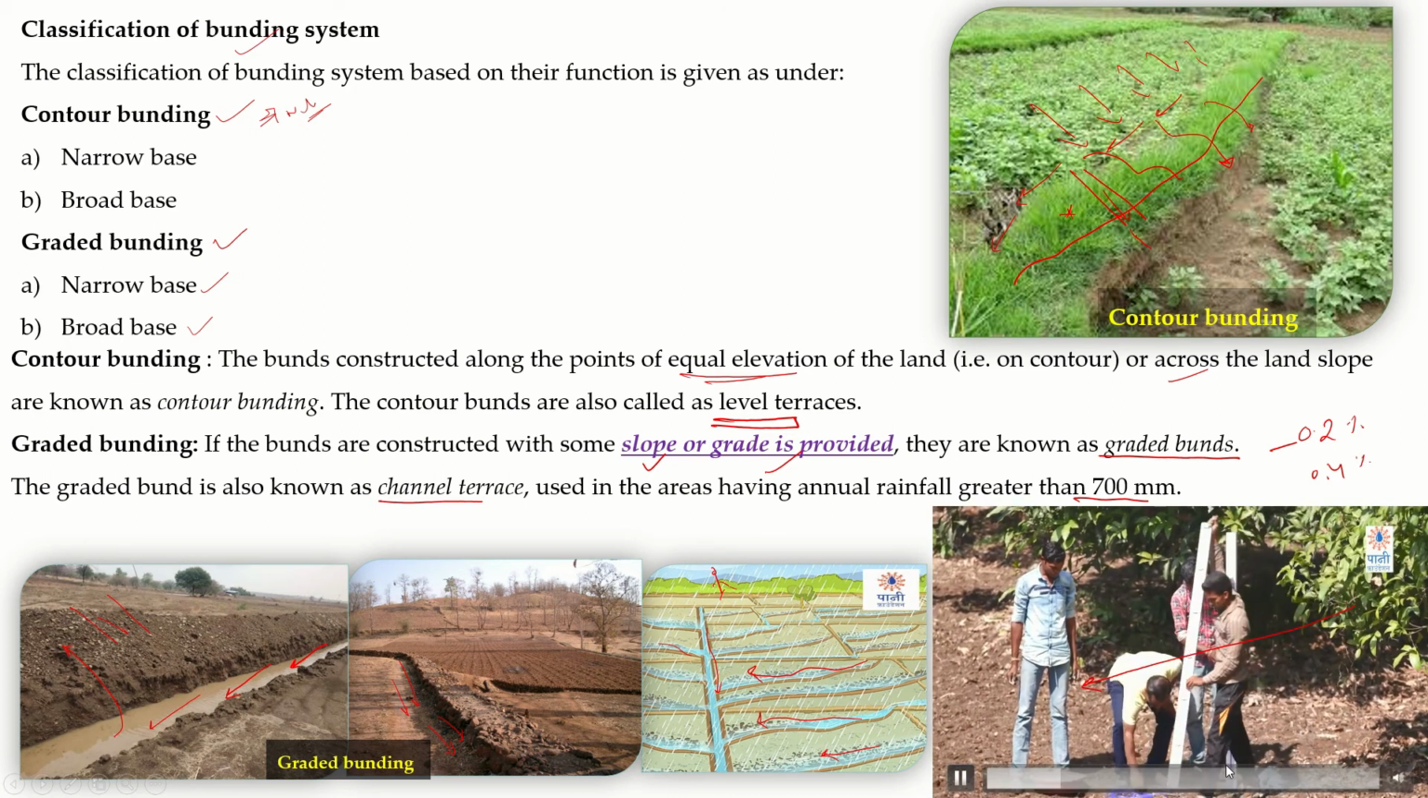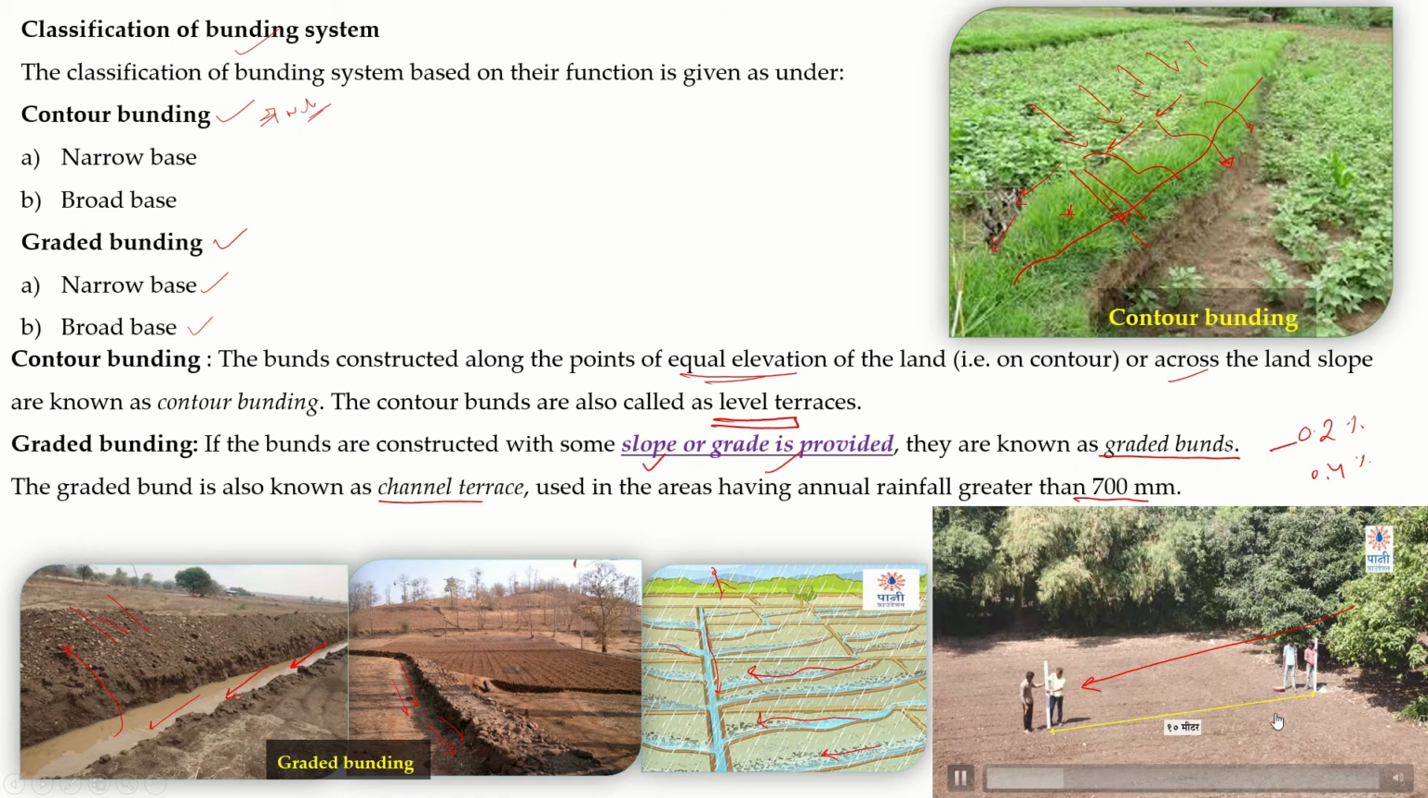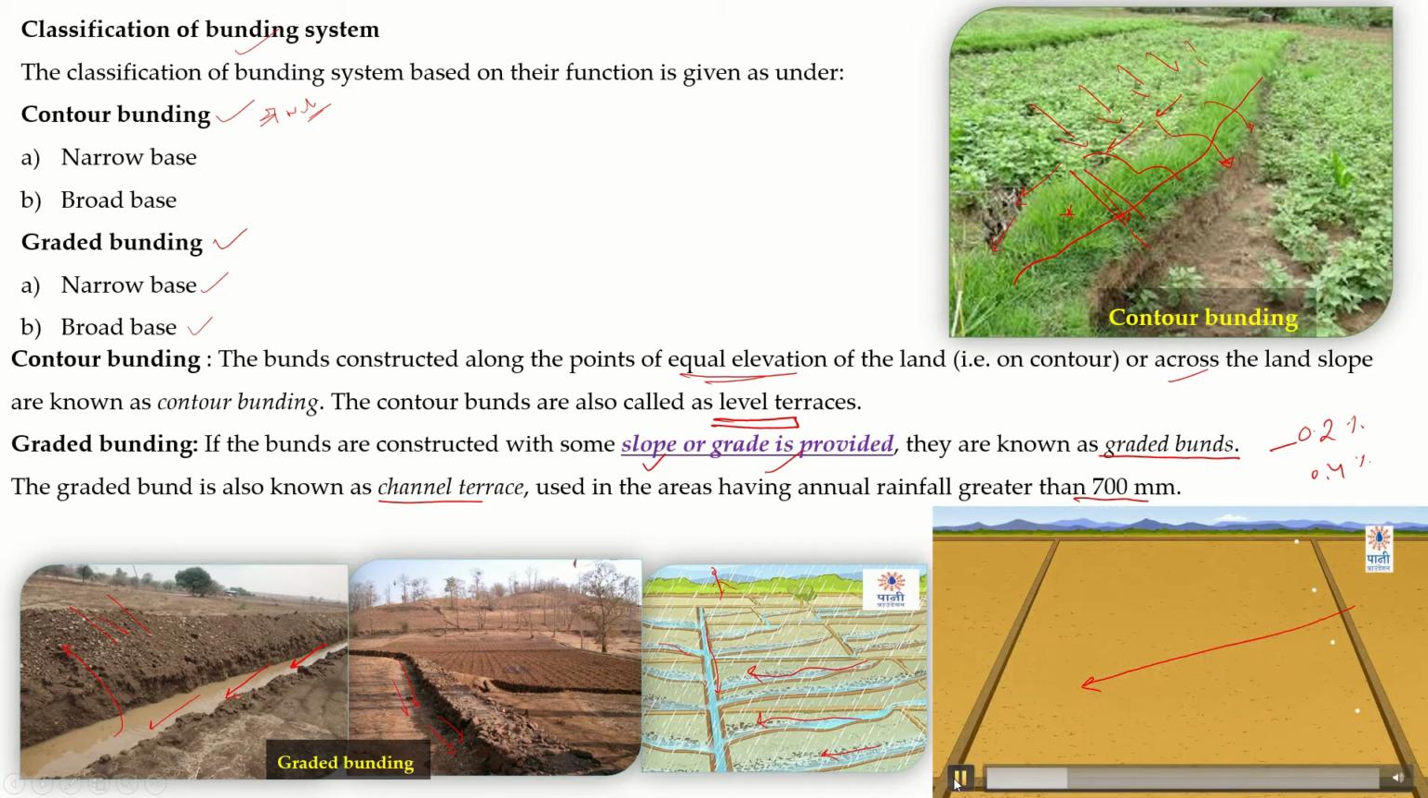Now I will move from one point, again every 10 meters. Based on the 10 meters, we need to provide the grade of 0.2. Here a grade of 0.2 is provided because that is nothing but 2 centimeters, so the elevation drop is 2 centimeters. With this grade, the water may flow from this point to here.